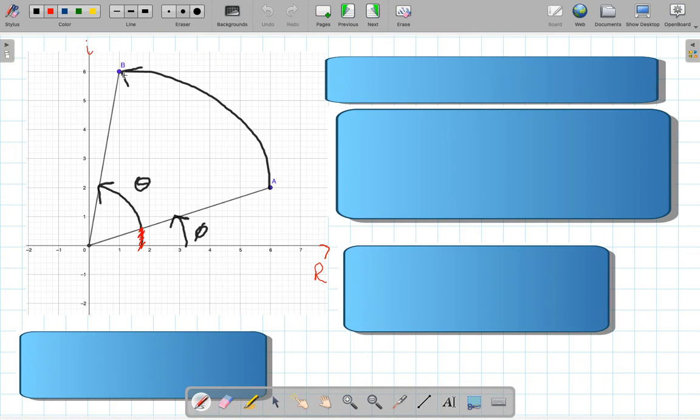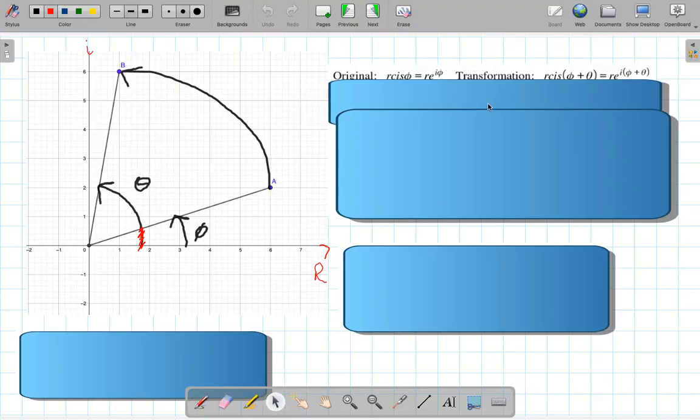So I'm going from A to B, and what I do is, in general, I say that A, the original one, is R CIS, and here is my angle going anti-clockwise, which is the Greek letter phi. So that's my A to begin with. Then the transformation is by this many degrees, which I'm going to call theta. So the transformation can be written in complex terms as R, which is exactly the same value here, the same modulus, phi plus theta. So I can write it out like this.